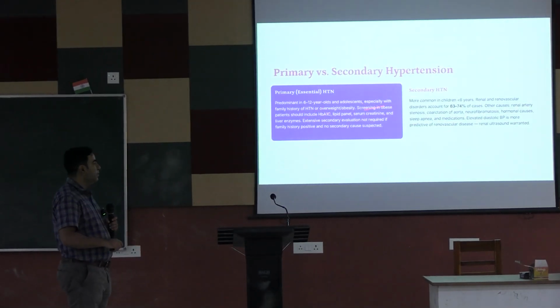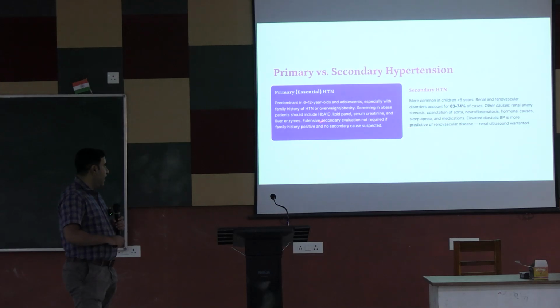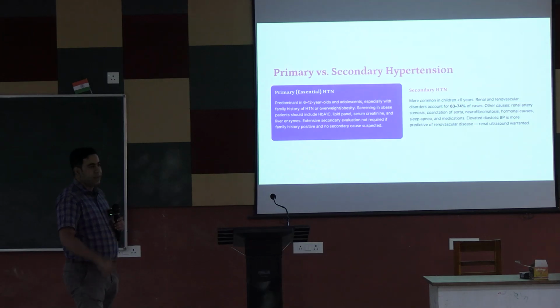So glycosylated hemoglobin we check 3 monthly. Extensive secondary evaluation is not required if family history is positive and no secondary cause is suspected.